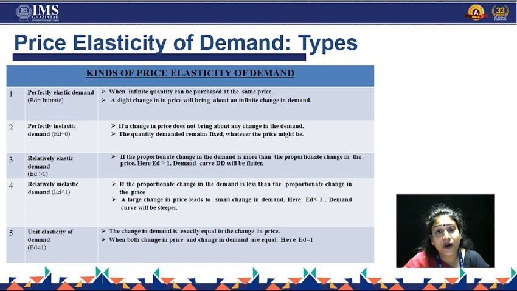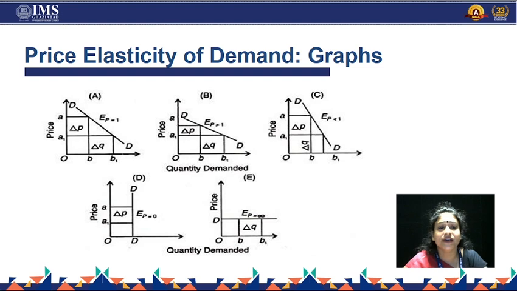Relatively inelastic demand, which talks about change in the demand being less and the proportionate change in the price being greater. Like in case of necessary goods, there is a greater change in the prices, like in case of petrol, if you talk about. Then we have the fifth category, unitary elastic, wherein the demand changes exactly in proportion to the change in the price. These are the various graphical presentations of the same concepts.